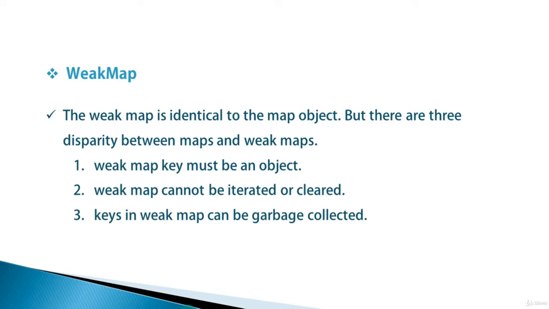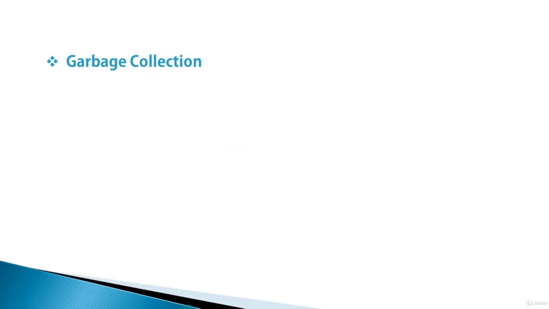Right? Suppose you have an object that is a key in a Map. JavaScript will keep that object in memory as long as the Map is in existence. But not so with the WeakMap. The WeakMap is a target for garbage collection. Because of this, a WeakMap cannot be iterated or cleared.